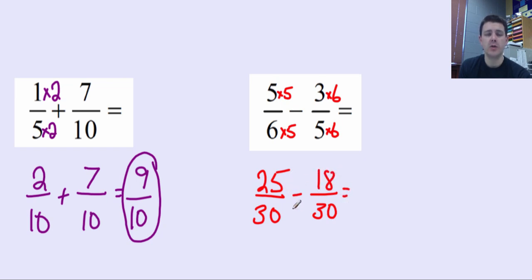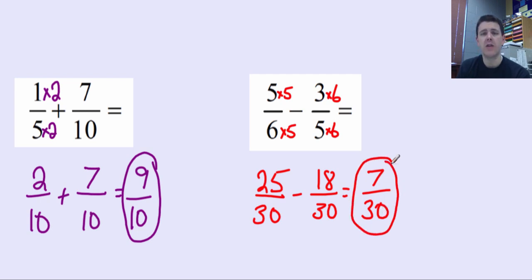Now I'm ready to actually do the problem. 25 thirtieths minus 18 thirtieths is 7 thirtieths. And then last step, check to see, can I simplify it at all? Well, the only thing that 7 can be divided by is 7. 7 doesn't go into 30, so I lucked out again, and this one doesn't have anything to simplify. So I came out quite nicely.